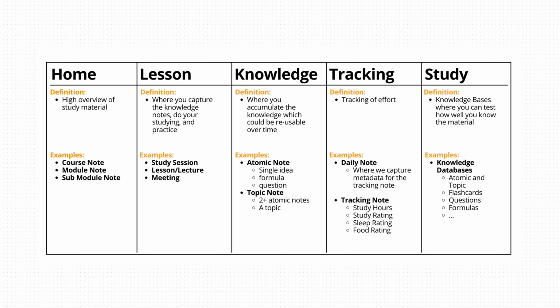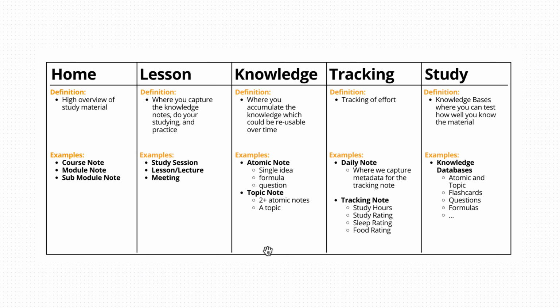So we typically want to keep ideas as single ideas, and then we combine them together into a topic note. So you'll typically create atomic notes and then combine them into a topic note. So a topic note, rule of thumb, is 2 or more atomic notes. And a topic note could be anything.